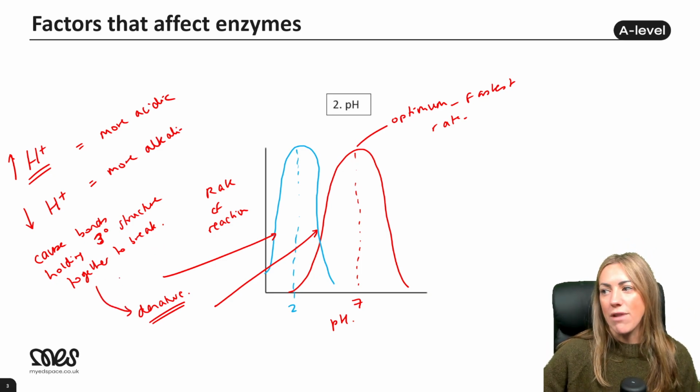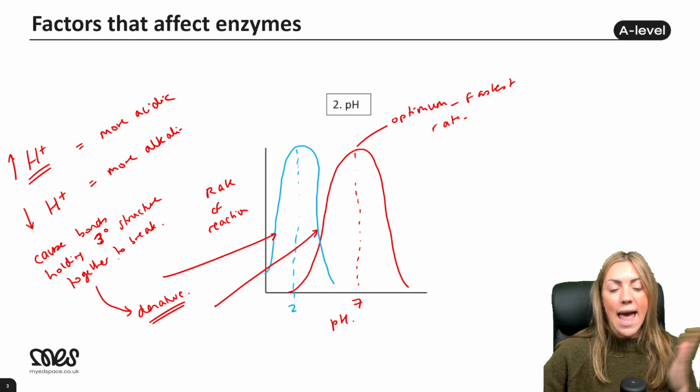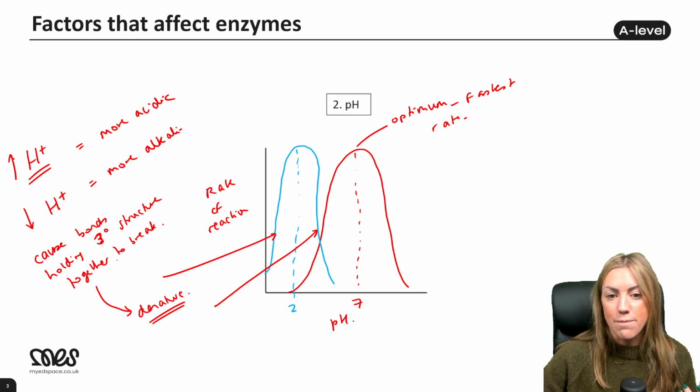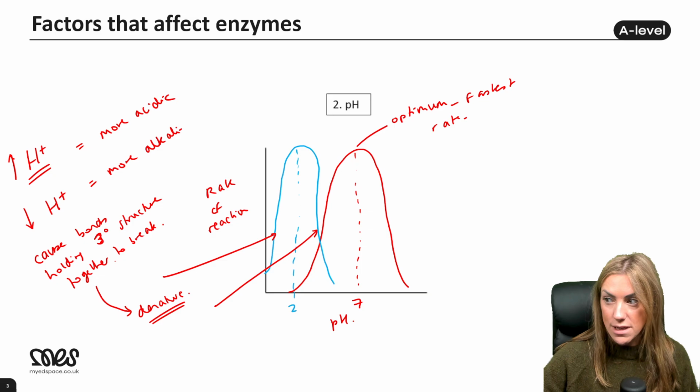And that's why the rate of reaction is going to decrease at pHs that are, we call them sometimes extreme pHs, any pH that is away from the optimum. And obviously, the further away from the optimum pH you get for that enzyme, the more bonds are going to break, the more enzymes are going to be denatured, and the rate of reaction is going to decrease. So that would be pH.